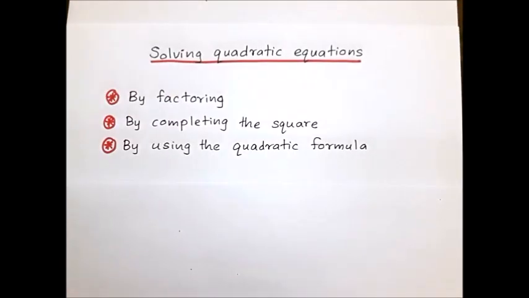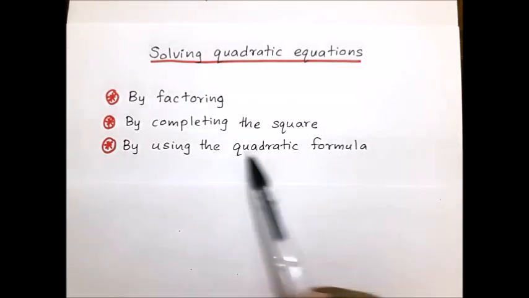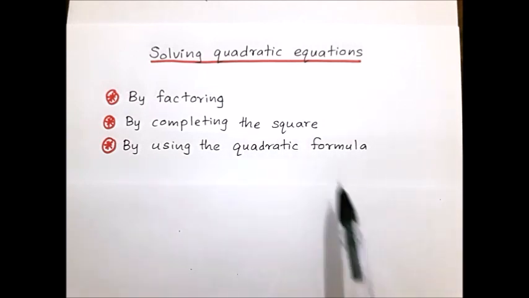Let's see what we have learned so far. When you have to solve a quadratic equation, first check whether you can solve it by factoring. If you can't factorize that quadratic equation, then you have to use the other two methods, the completing square method or the quadratic formula method.